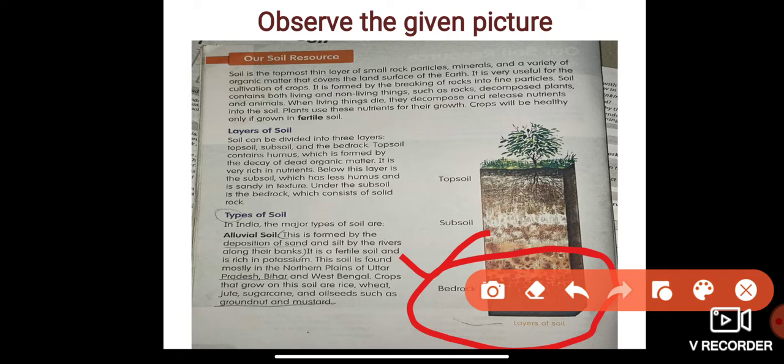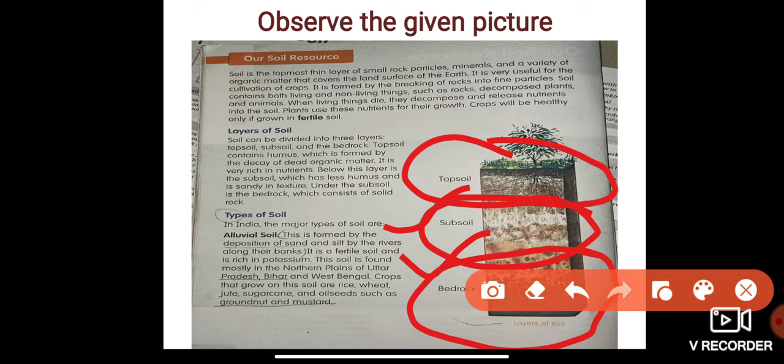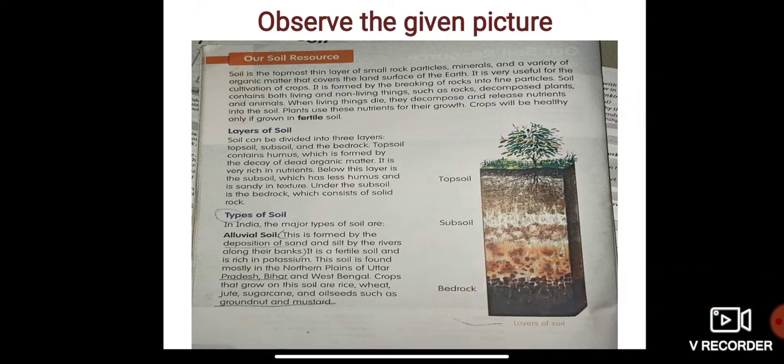Similarly, the second layer is soil with less humus. Similarly, the topmost layer has more humus, so it forms the topmost layer of the earth, and the plants grow in this layer, that is the topsoil. So here the plants grow, as you can also see from the given picture.